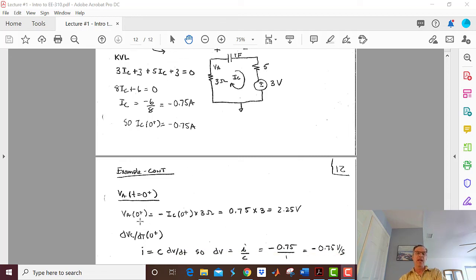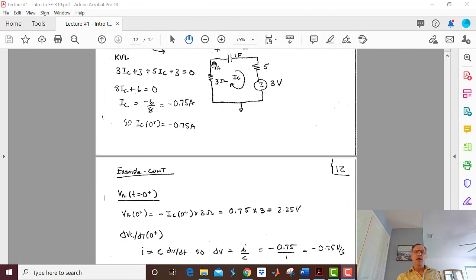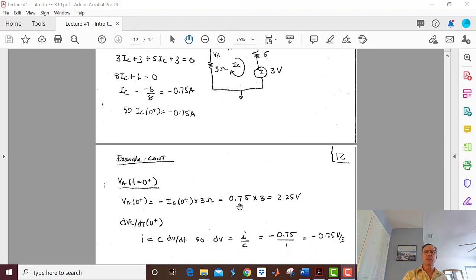Now, let's get VA at 0 plus. And that's another kind of hard one. But what I'm going to do is I'm going to say that at 0 plus, the current through the capacitor is the same as the current through the resistor. And the current through the capacitor was minus 0.75 amps. Now, what that means is the actual current is flowing this way. It's flowing right to left. And so when that goes through my 3 ohms, I'm going to get 0.75 amps times 3. And that's going to be 2.25 volts.